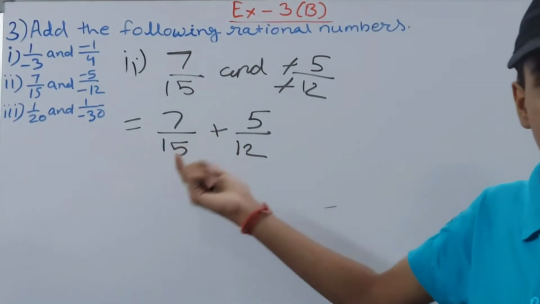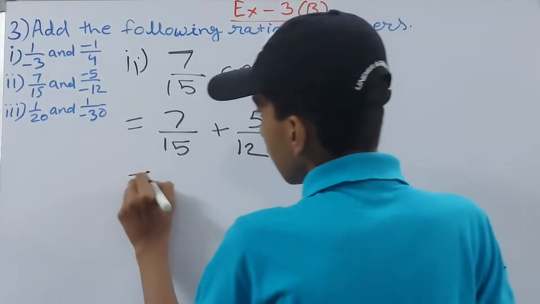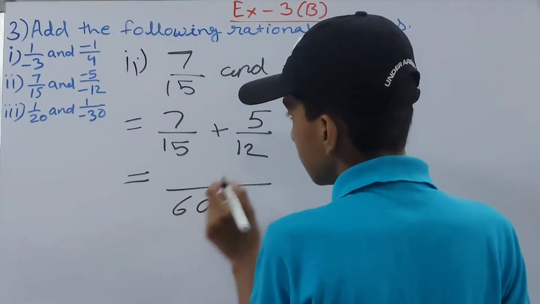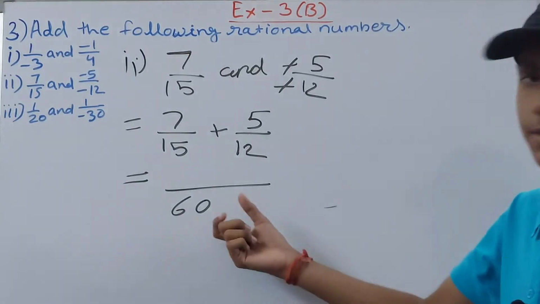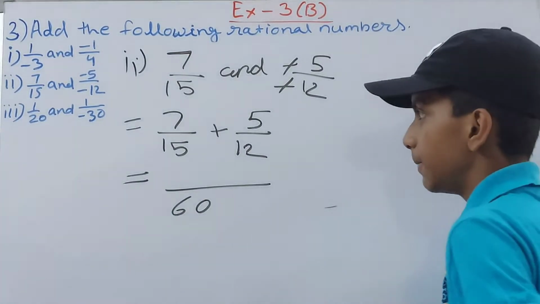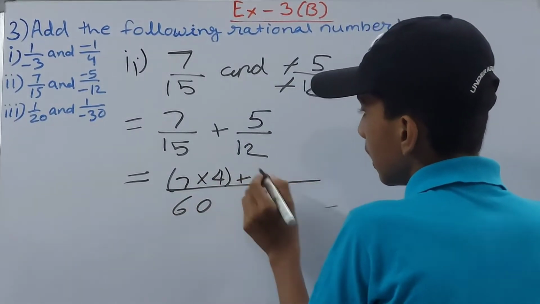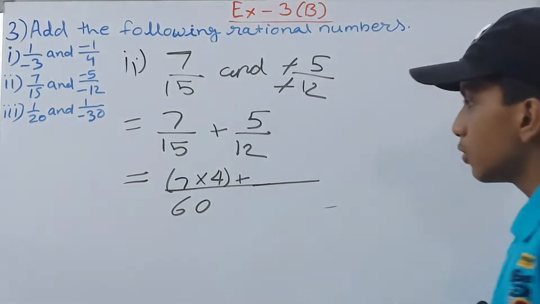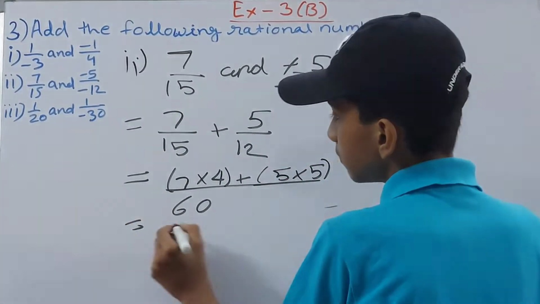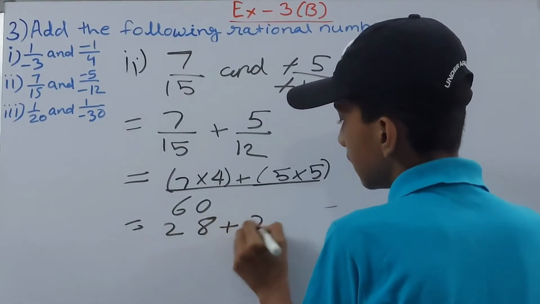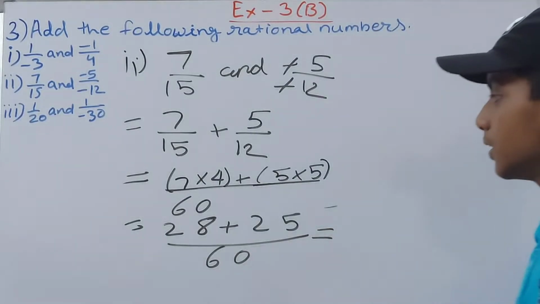So 12 and 15, their LCM will be 60, right? So 60 here, and you can see 15 into how many times will we get 60? 4 times, right? So 7 into 4 plus 12 into 5 is 60, so 5 also will be 5 into 5, right? And we'll get here 28 plus 25 upon 60, right? This will be our answer.